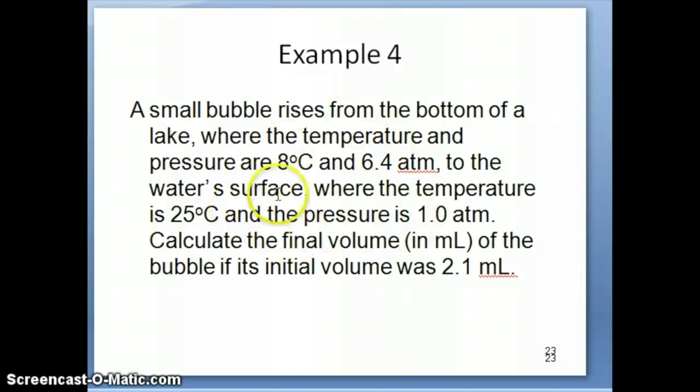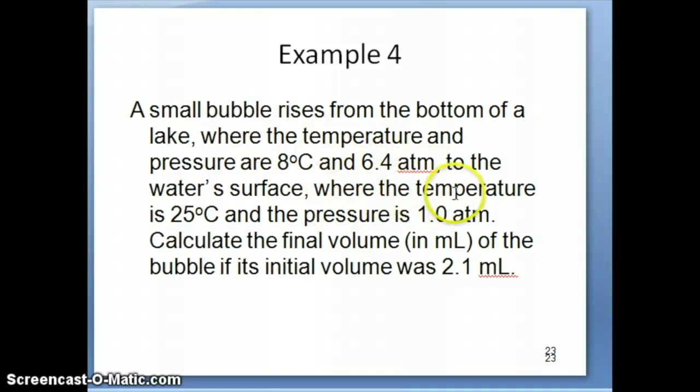Let's walk through an example here of using that ideal gas equation. Well, you have a bubble that comes in from the bottom of the lake. The ocean or a lake usually have sources of gas that comes out from the Earth's core, and these gases tend to bubble up, of course, because they're less dense than water, so they're going to bubble up to the surface. In this case, the temperature and pressure initially are 8 degrees Celsius, fairly cold, 6.4 atmosphere of pressure, very high, obviously, because we're underneath at the bottom of the lake.